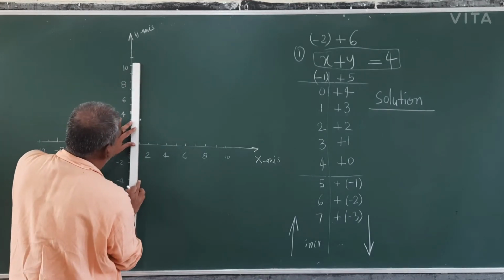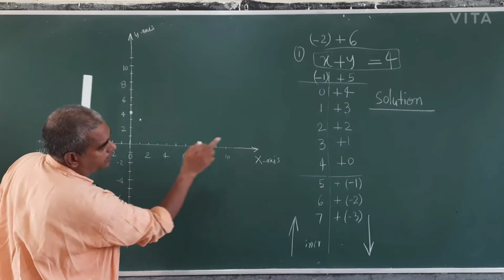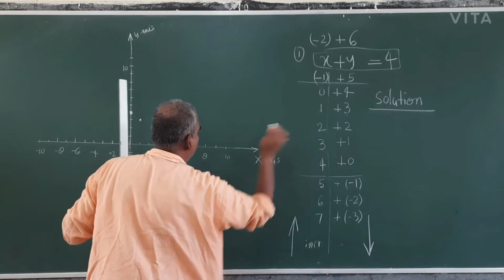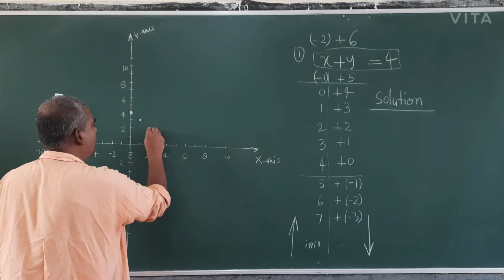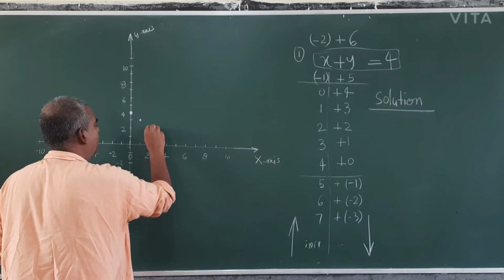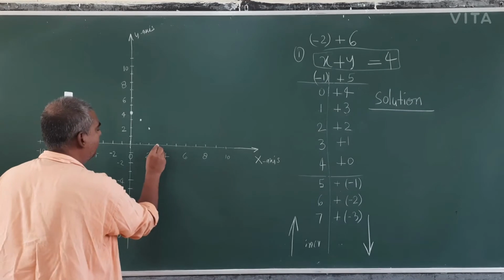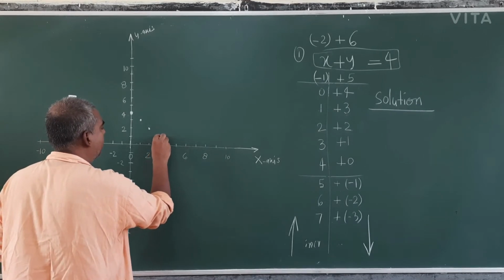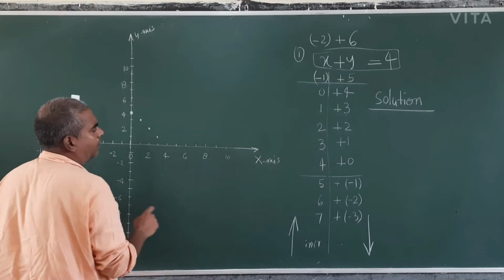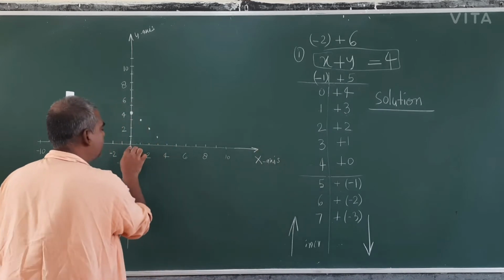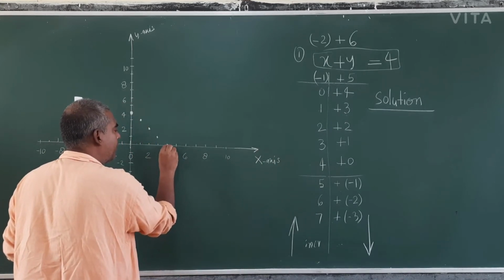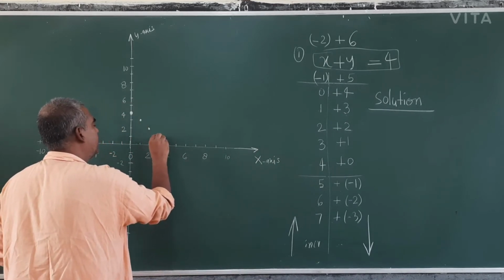This is 3. After that, this is 2 comma 2. Then 3 comma 1. Yeah. 4 comma 0. This is x-axis 4 and y-axis 0. These all points.